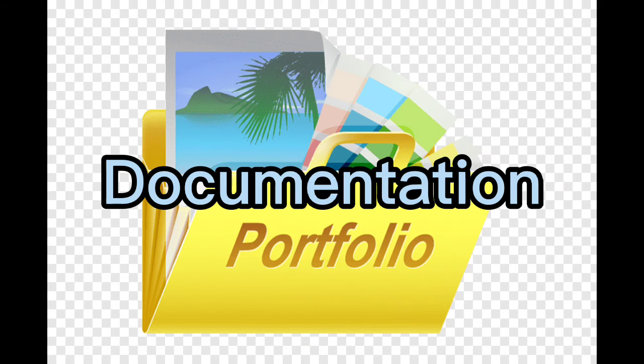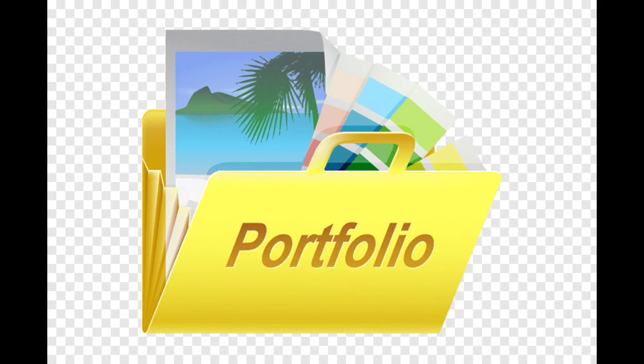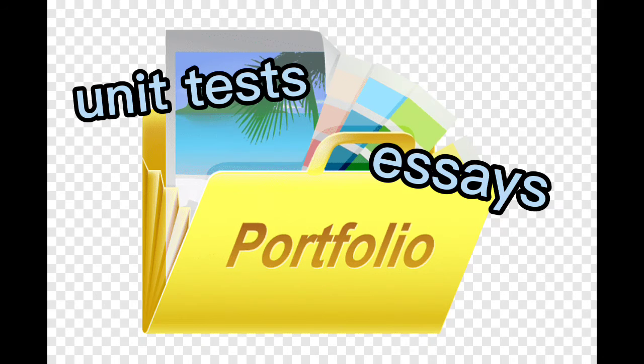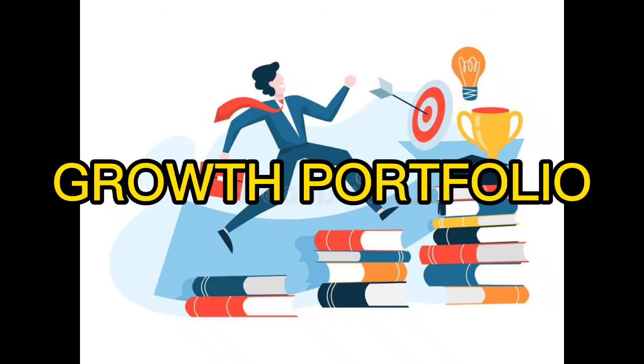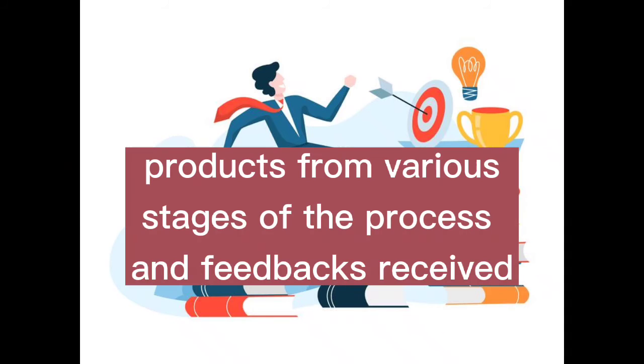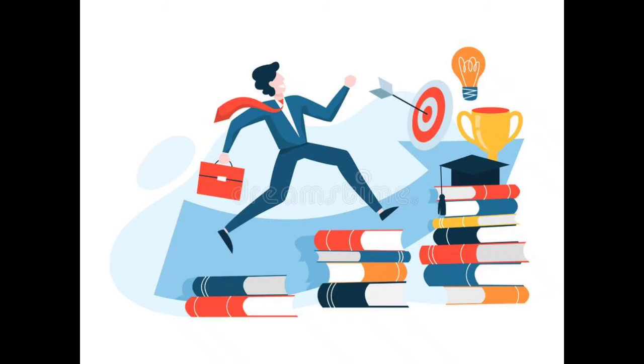First, we have the documentation portfolio. This contains products that demonstrate the achievement of the owner. Examples for this are unit tests, essays, and reflections. Next, we have the growth portfolio, which shows how the owner has developed and therefore demonstrates growth. These often contain products from various stages of the process and feedback that has been received. An example of this is lab reports where the process is shown in the gathered experimentation data.